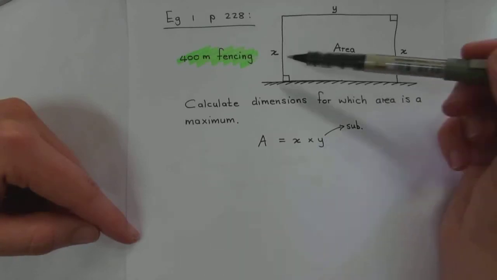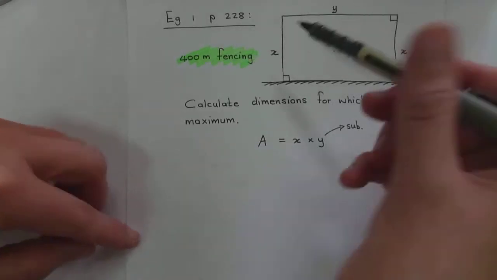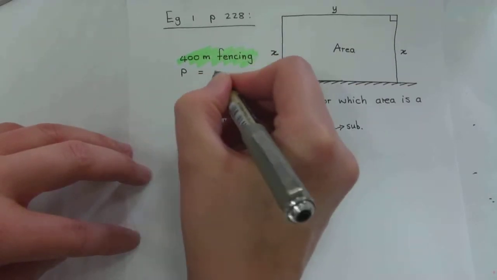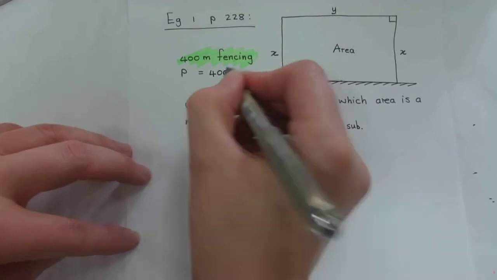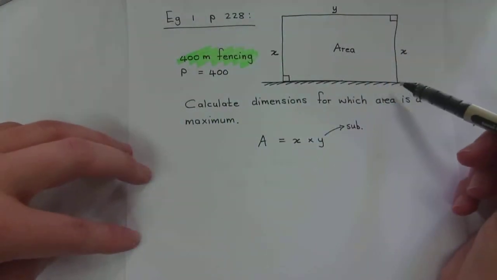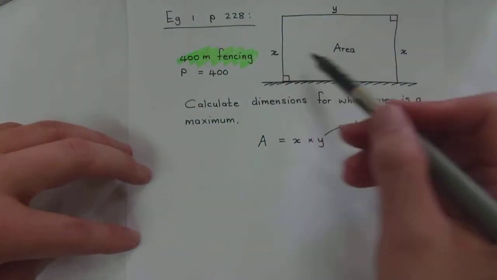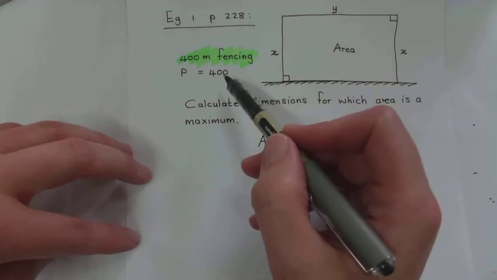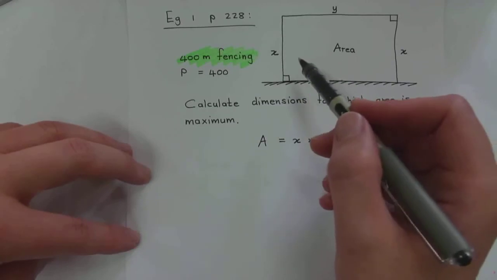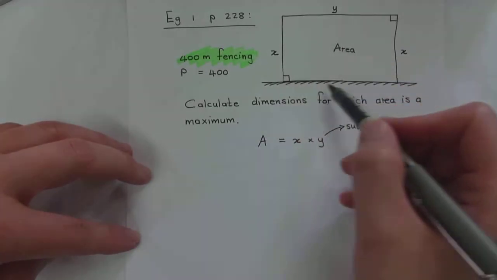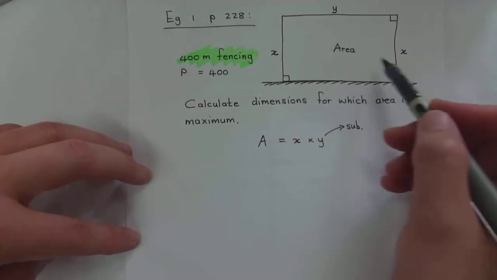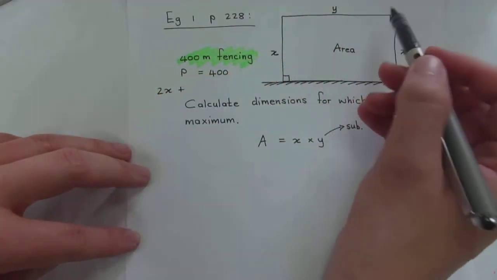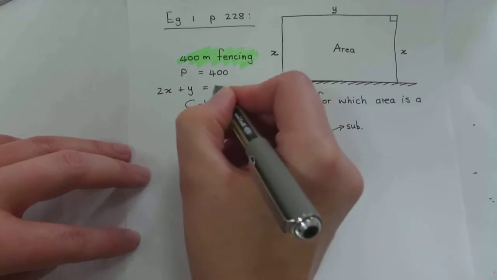So I can put up here, because we have 400 meters of fencing, I know the perimeter is going to be equal to 400. Now careful before you just use the normal formula for the perimeter of a rectangle, because normally you would go 2 times x plus 2 times y is equal to the perimeter of 400. But not in this case. It's not going to be 2 times y because they used an existing boundary wall. So 2 times x plus only 1y is equal to 400.